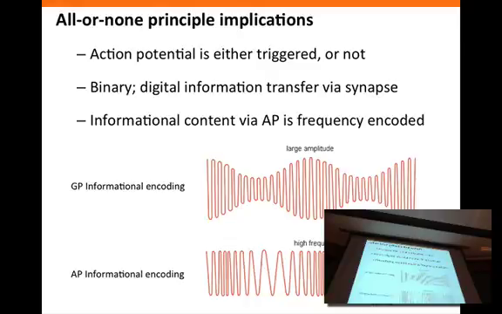You send a more frequent signal or a less frequent signal. This is like frequency modulation in FM radio. And this is like amplitude modulation in AM radio. This is the difference between AM and FM radio. But your neuron takes advantage of both ways of encoding information. So gradient potentials are amplitude modulated, and action potentials are frequency modulated. It's a little bit of a nuance for the nerds out there.